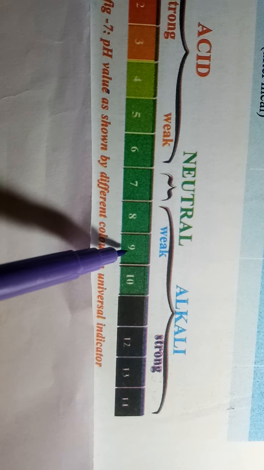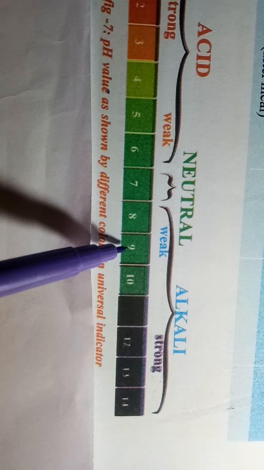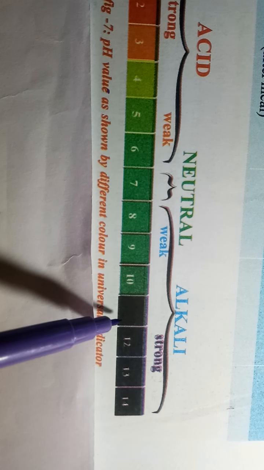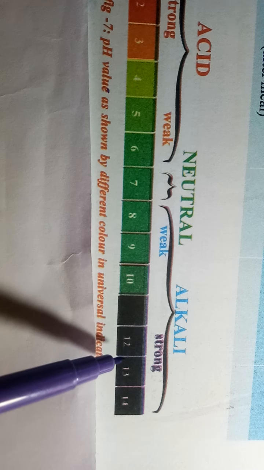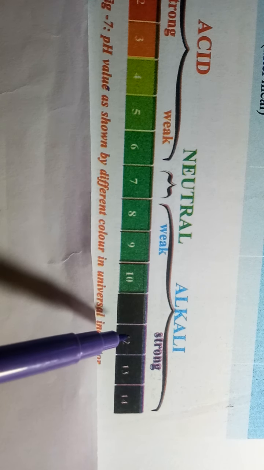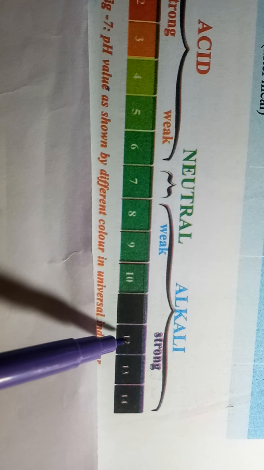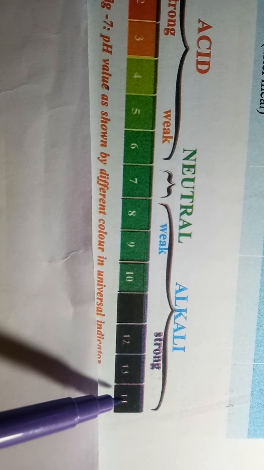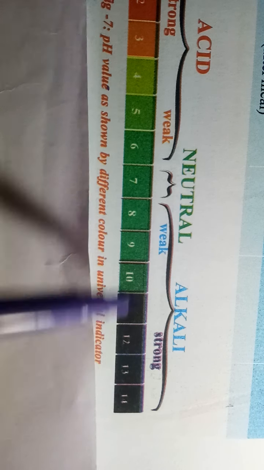If it is 9, it turns somewhat indigo green. If it is 10, navy blue color. If 11, it turns purple. If it is 12, light blue color, or in some cases dark blue color. If 13 and 14, it turns purple or violet color.